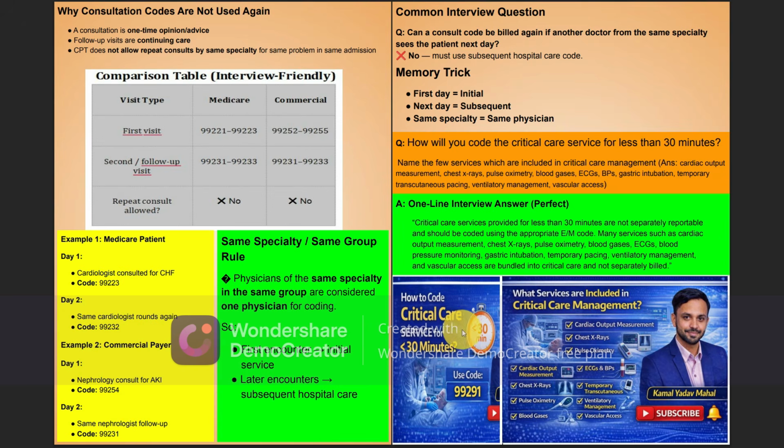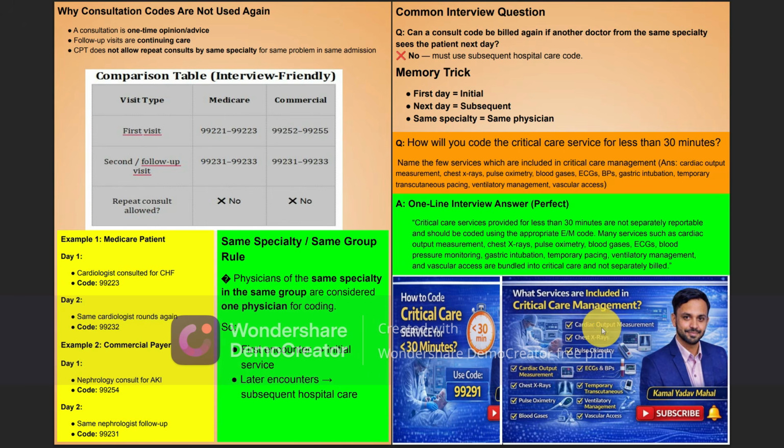So how to code critical care less than 30 minutes? We are not coding that. We use E/M codes. If more than 30 minutes, we are using 99291. So that code will be there. What are the services included in critical care management?